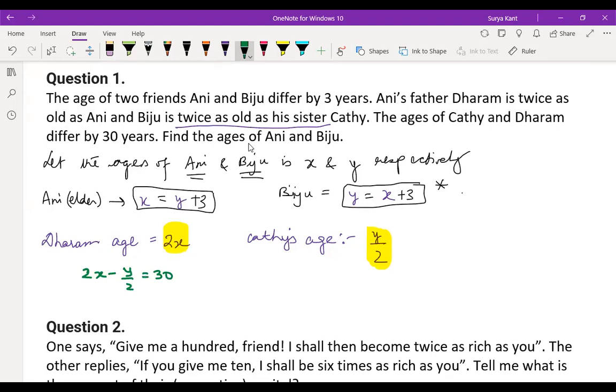Can anyone tell me how Dharam's age is more than Kathy's? Anyone can tell me? Tell me, Samarth or Javian. Just try to understand that. Tell me, Drishti, how Dharam's age is more?